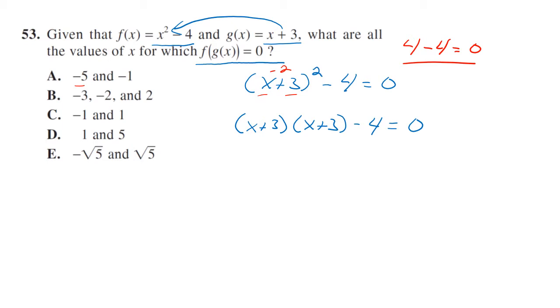There's not a negative 5 anywhere else. Your answer has to be A. If negative 5 didn't work, you know A is wrong. So that's a quick way to do this one.